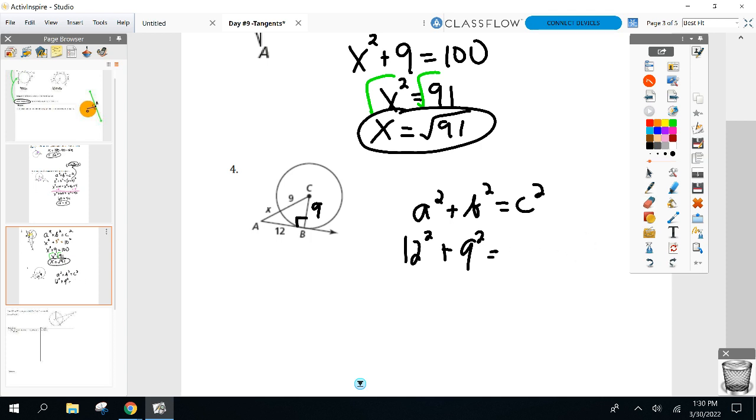Can you guys just find how long this whole hypotenuse is for me? Find how long the whole hypotenuse is, then how could I use that to find x? Subtract 9 from it. Seems a little easier than trying to have to factor.